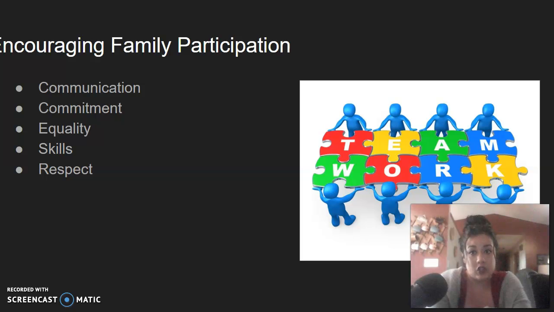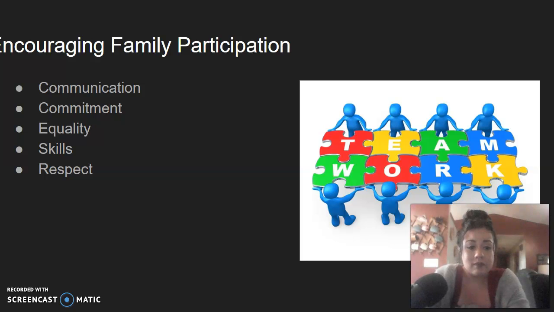We want to make sure that we're communicating through email, text, letters home, in person, and we can do all this with the help of parents, but also making sure that the way we are communicating with the parents is the best way possible for them.